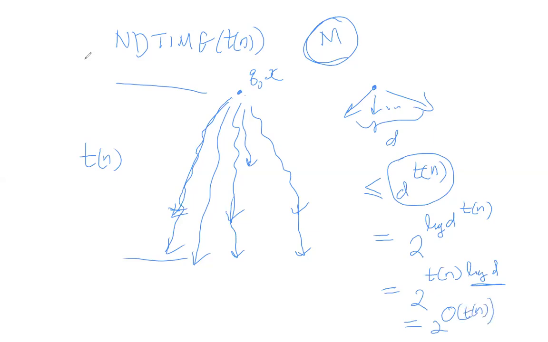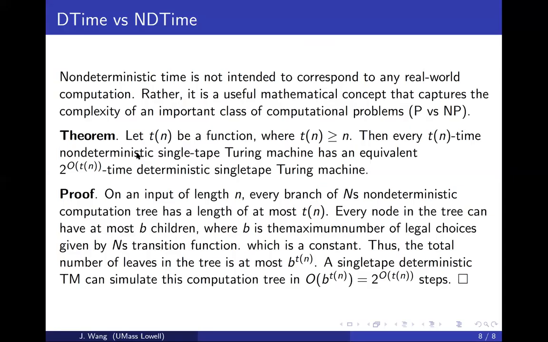So this is a deterministic time. If your non-deterministic time is T of n, then your deterministic time is 2 to the big O of T of n. Okay, so that is the end of this video.